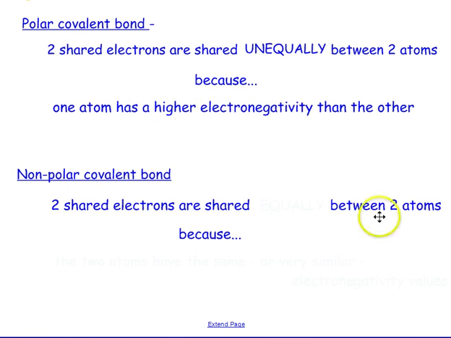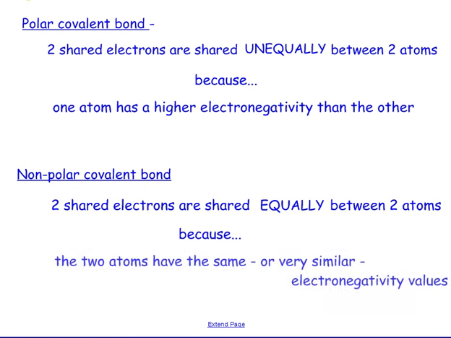A nonpolar covalent bond is when two electrons are shared equally between two atoms. And the only way that they can be shared equally is if the two atoms have very similar or even the same electronegativity values. So if two atoms participating in a covalent bond share equally well, then we say that that bond is classified as a nonpolar covalent bond.